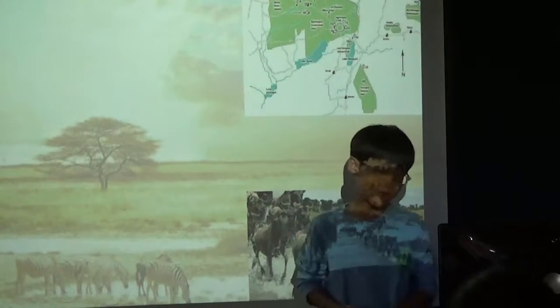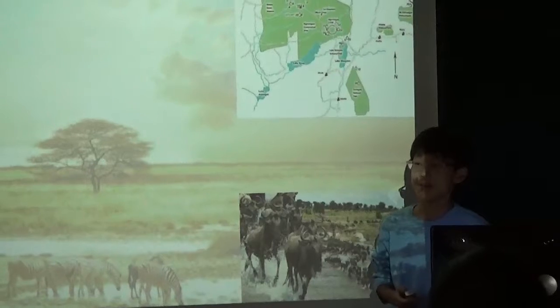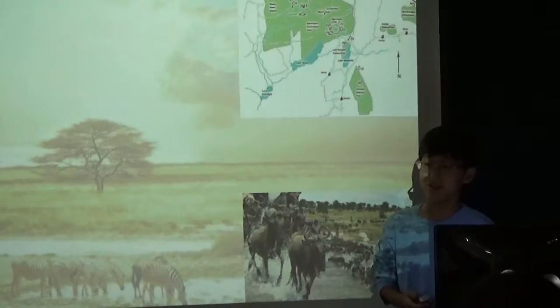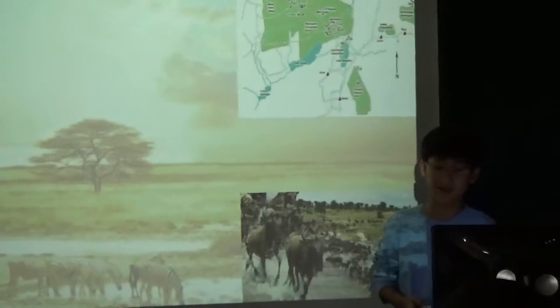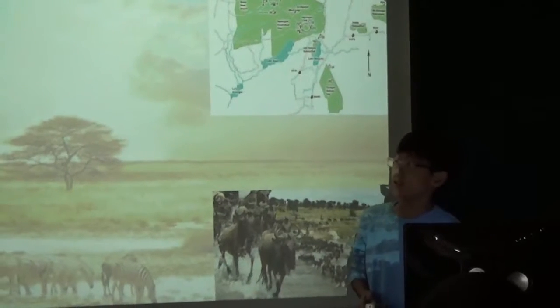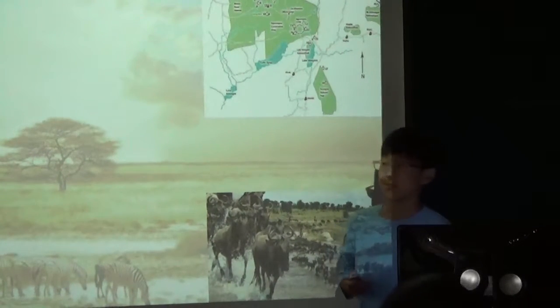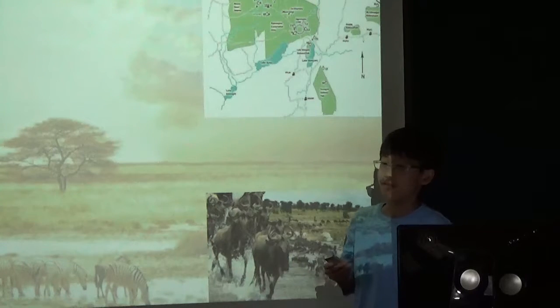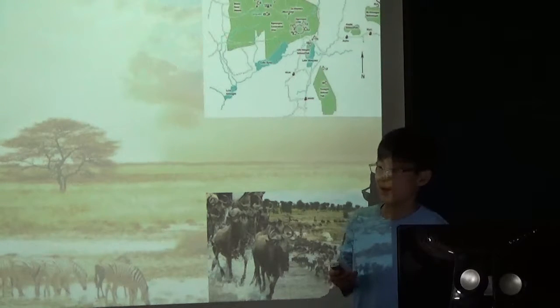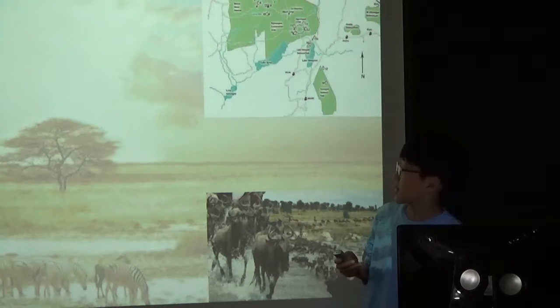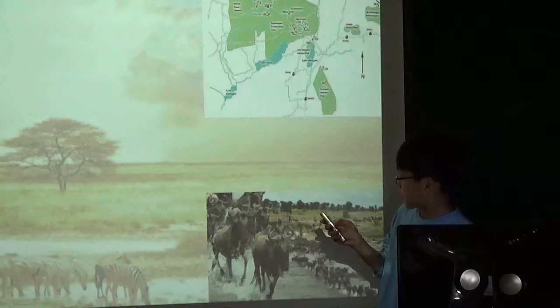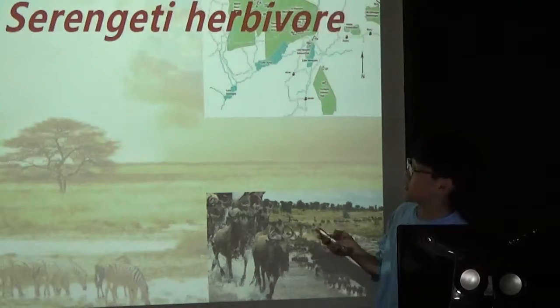Hi, my name is Poon. I will explain about land animals that migrate. There are many land animals that migrate from place to place. Most of the migrating animals are Serengeti herbivores.